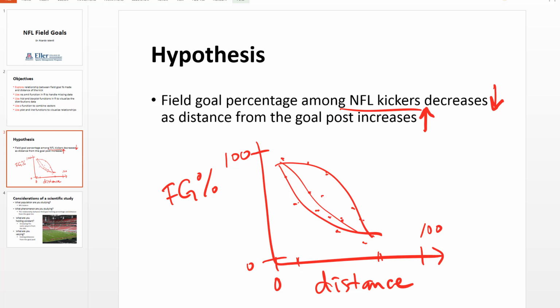So in the XY coordinate, this can be modeled as distance on the x-axis and field goal percentage on the y-axis. Now the question is, if all these data were plotted, what would the relationship look like? This is in particular what we're going to explore.